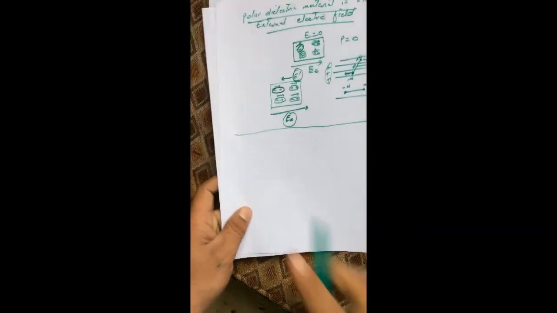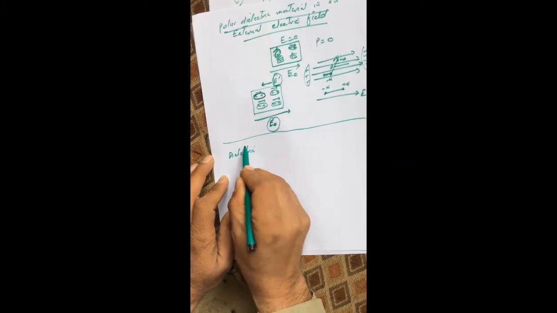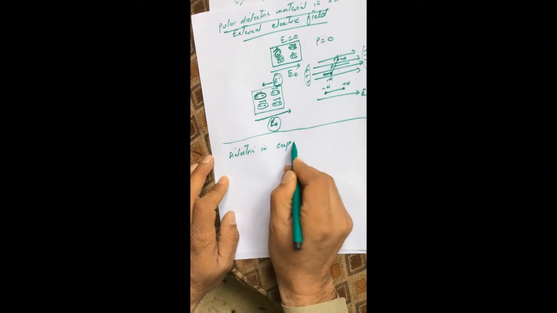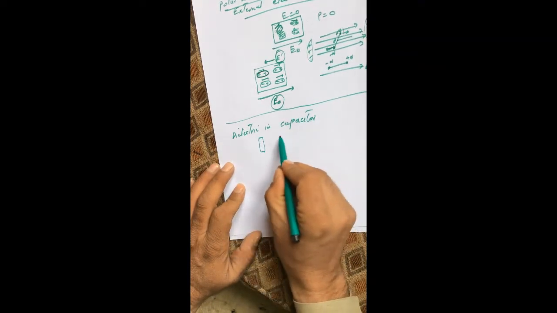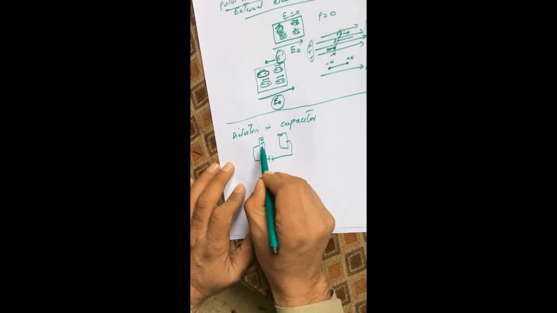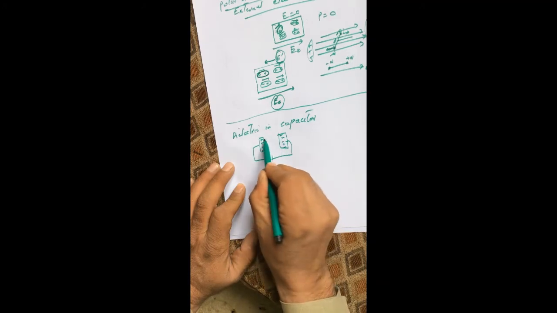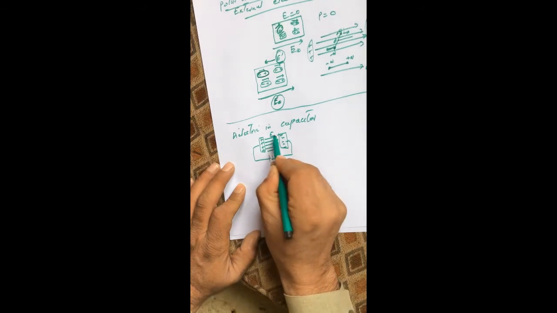Now come to the case of dielectric and capacitor. Suppose we have a capacitor consisting of positive and negative plates. One is connected to the positive terminal and one is connected to the negative. This is positive, this is negative. So there is an external electric field between the plates. This is the direction of the electric field.